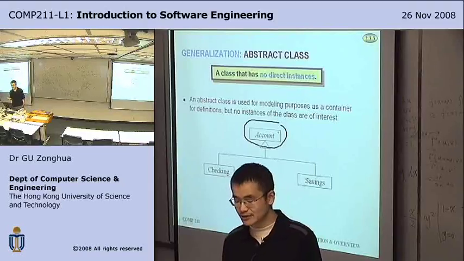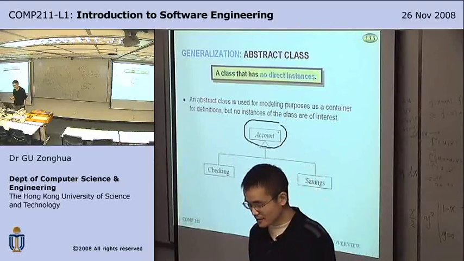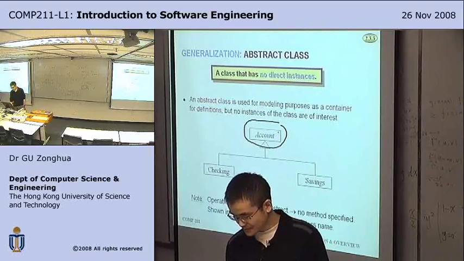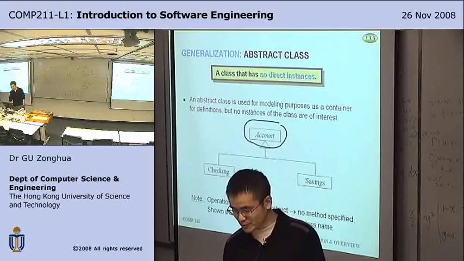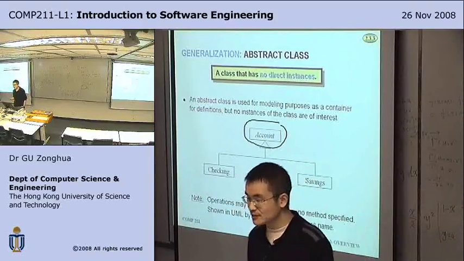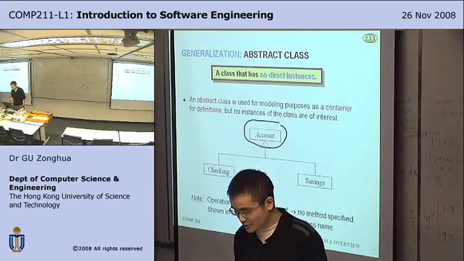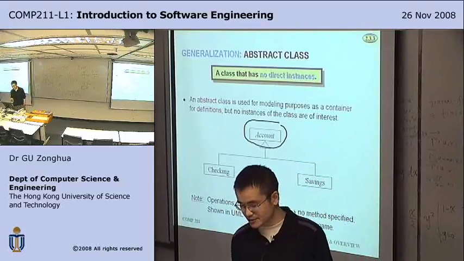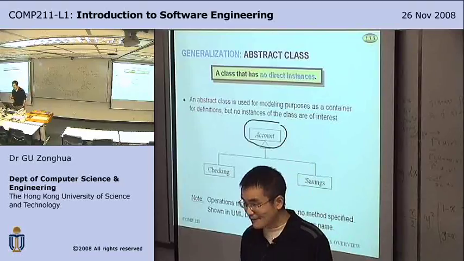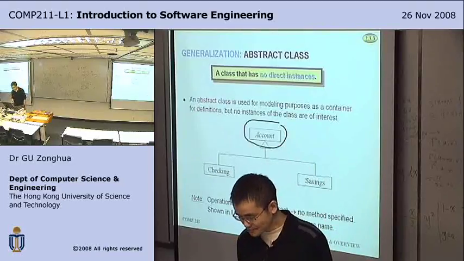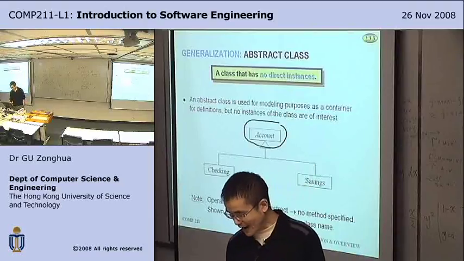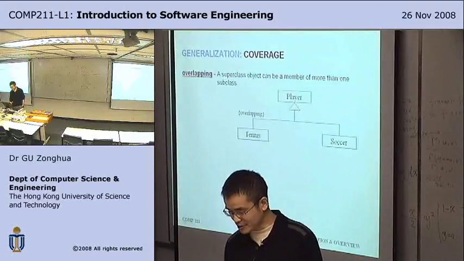So this is done with the keyword abstract in C++. Operations may also be abstract, which have no method specified. It's empty. Signature only. This could be indicated in C++ by adding equals 0 at the end of the operation signature. In UML, you also use italics for abstract classes and operations.